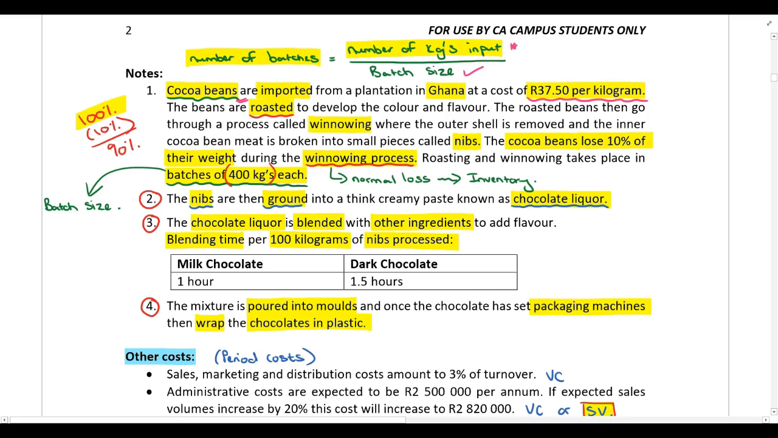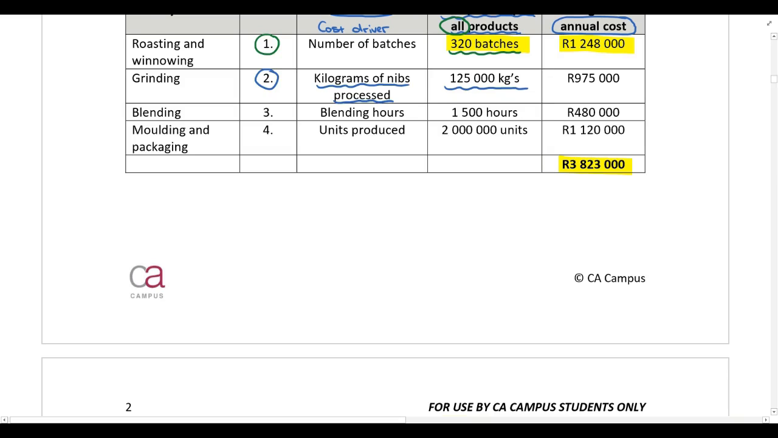And during the winnowing process, which happened above, 10% of the weight is lost. So it's important to note that only 90% of what they input into the production process is going to go through this grinding process over here. So if we want to calculate the kilograms of nibs processed, we just need to take the kilograms that were input into production minus the 10% loss, or multiply by 90%, and then we'll get the kilograms of nibs processed.